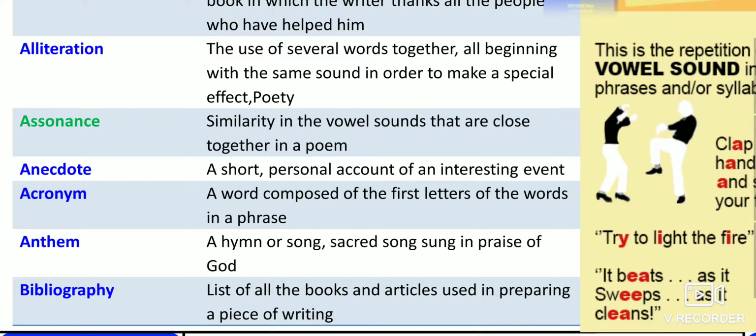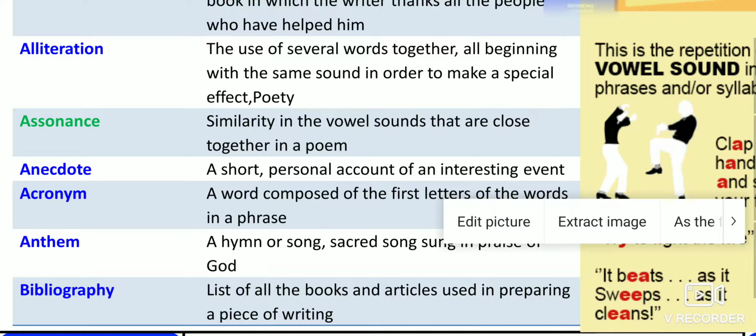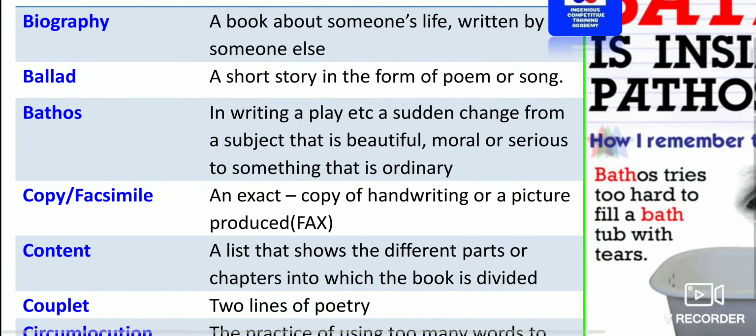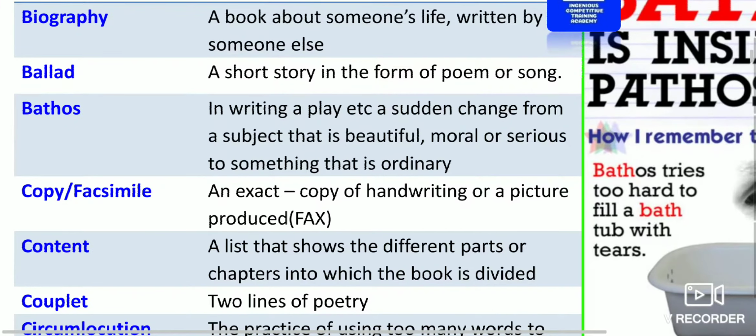Bibliography means a list of all books and articles used in preparation of a piece of writing, so they are known as bibliography. So they are all books actually. Next we have biography, meaning a book about someone's life. Autobiography means that which is written by oneself. Ballad means a short story in the form of a poem or song, which is known as ballad.